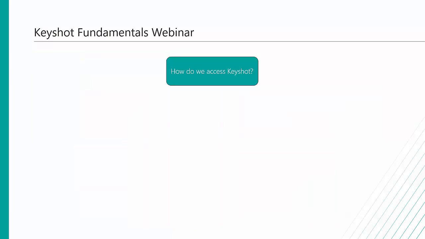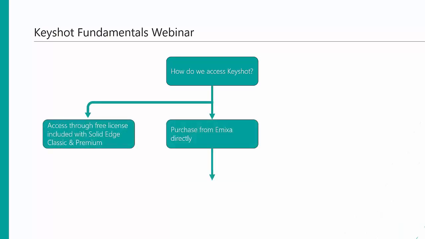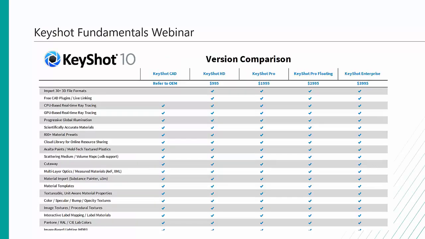Right, so how do we access Keyshot? There are actually a few ways that we can access it. The simplest way is to use the Keyshot that you receive when you purchase a classic or premium subscription of SolidEdge. However, this license is restricted in the features you can use, so you may be tempted to upgrade your subscription to a pro or a full subscription. For this, you have a few additional options in that you can purchase directly through Emixa, which will give you the added benefit of our technical support.